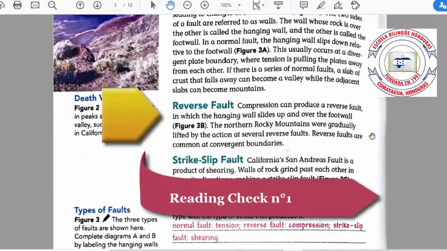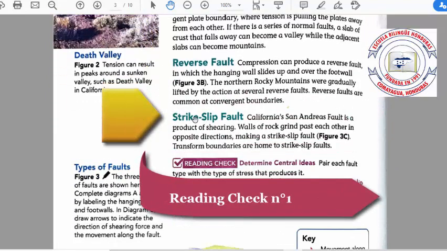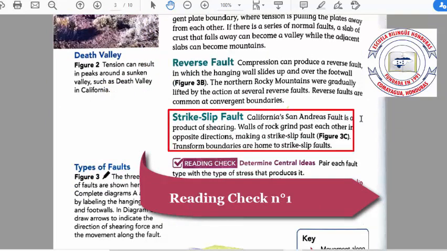Okay. Another fault, you have a slip fault. California's San Andreas fault is a product of shearing. Underline this part please. Walls of rock slide past each other in opposite directions, making a slip fault. Underline until here too, guys.